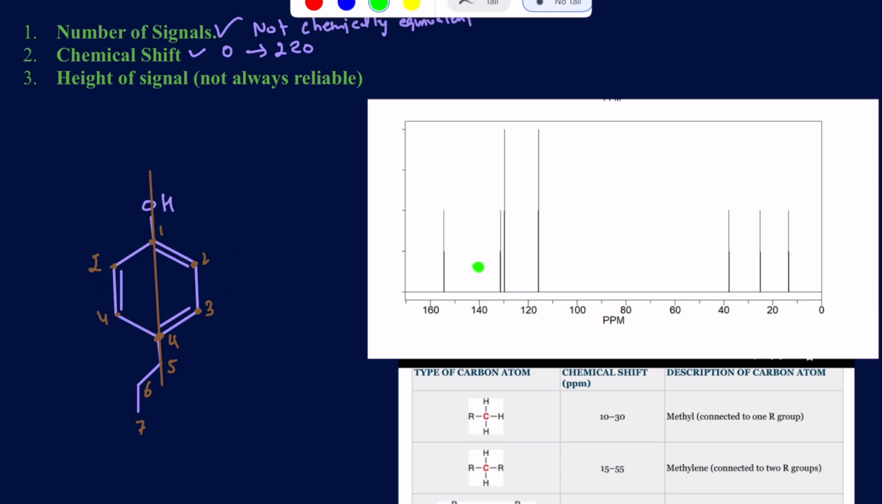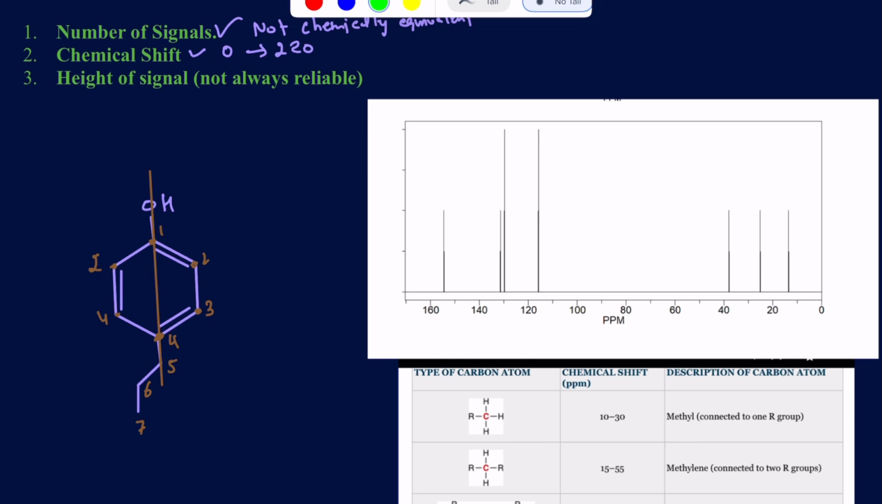Now, if I look at the NMR on the right side, I have 1, 2, 3, 4, 5, 6, and 7. So I do see 7 signals, and they correspond to those 7 chemically different carbon atoms that we just designated on the left side of the molecule. So that's how you want to look at it.